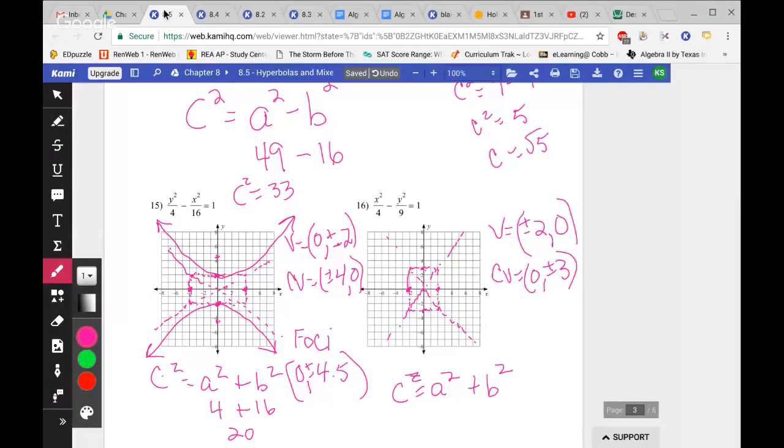Okay, so we've got 4 plus 9, which is going to be 13. So c squared equals 13. So c equals the square root of 13, which is approximately 3.6. And since our vertices are in the x position, our foci are going to be in the x position. So we've got plus or minus 3.6, 0. So that's going to be roughly right here and right here. And then the hyperbola is going to open like this.